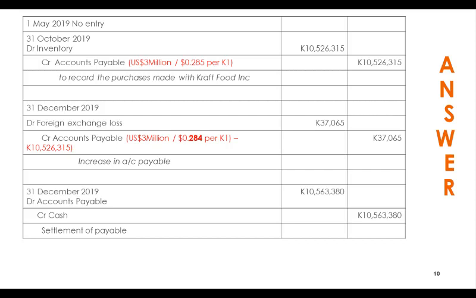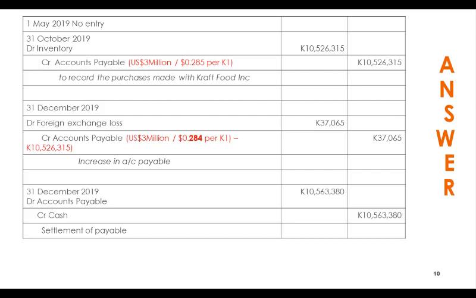Then afterwards, after you calculated all the accounts payable plus the adjustments on foreign exchange loss, then we will settle the account. So that is debit accounts payable and then credit cash on 31st December 2019. That will be 10,563,380 kina.